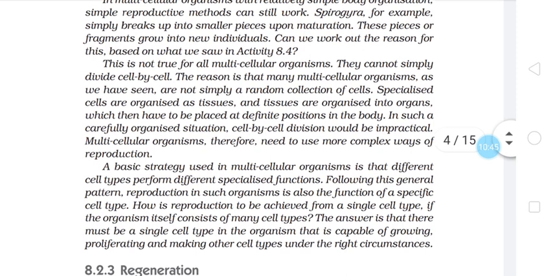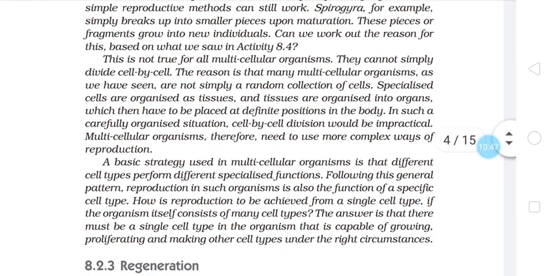This is not true for all multicellular organisms. They cannot simply divide cell by cell. The reason is that many multicellular organisms, as we have seen, are not simply a random collection of cells. Specialized cells are organized as tissues, and tissues are organized into organs, which then have to be placed at definite positions in the body. In such a carefully organized situation, cell by cell division would be impractical. Multicellular organisms therefore need to use more complex ways of reproduction.